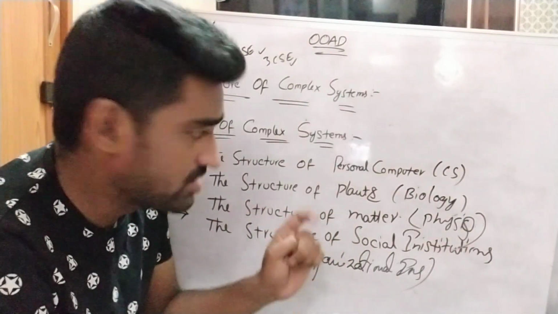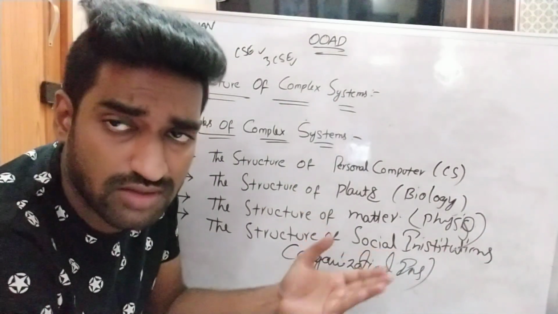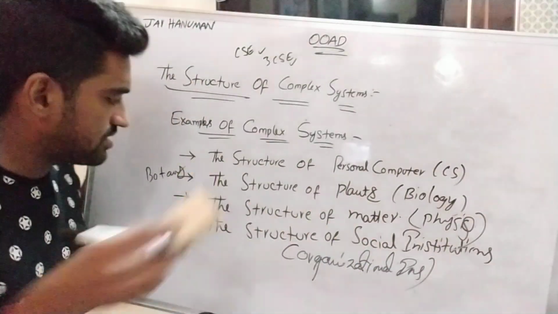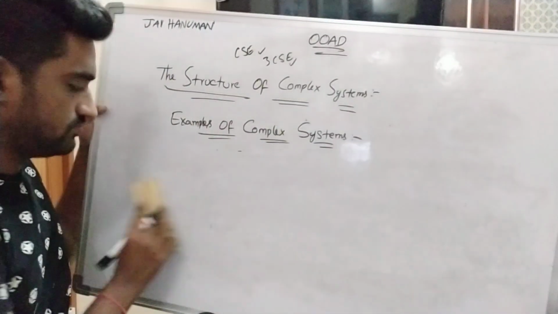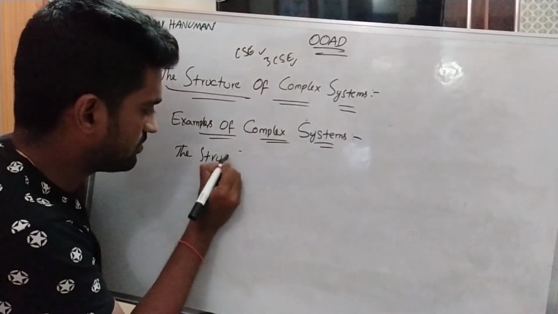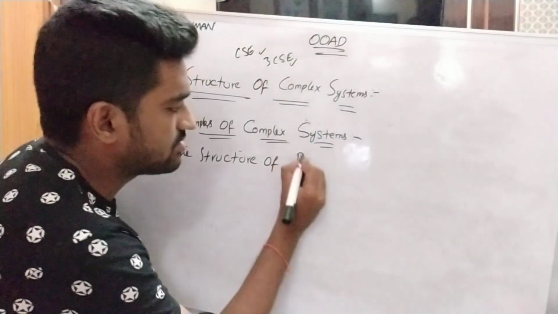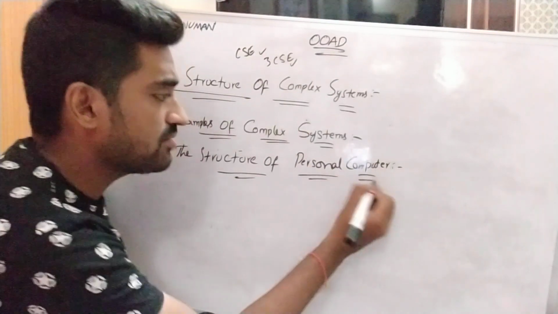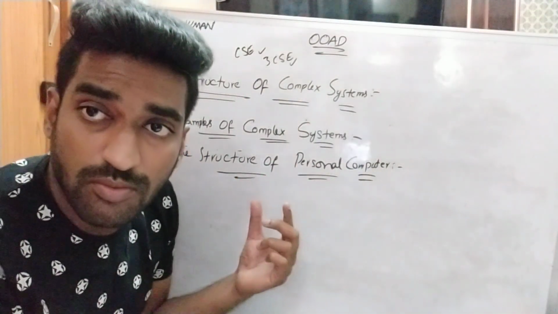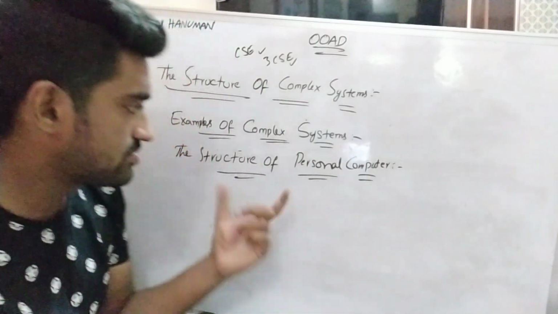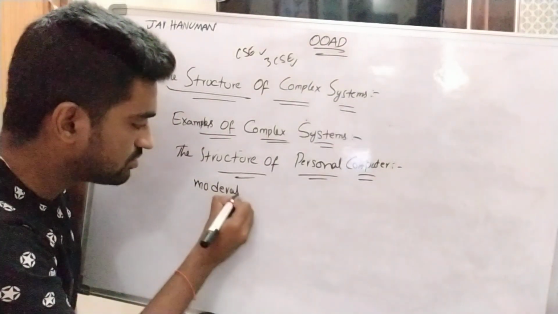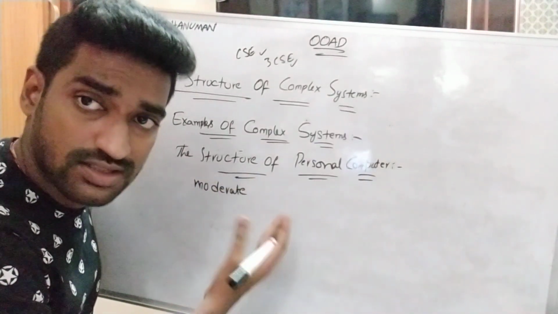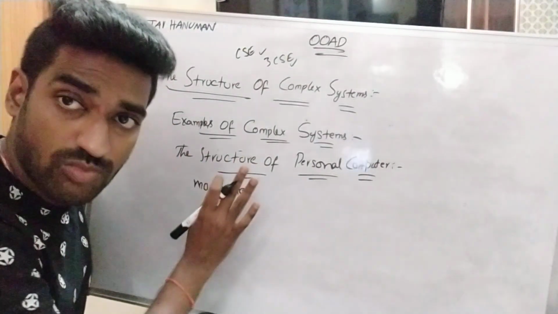So here we are discussing one by one. Right? So what is the first example? The structure of personal computer. So we know very well about the basic structure of a computer. It contains different elements. Right? So we are discussing the first example, the structure of personal computer. So this structure can be considered as a moderate complex system structure, right? So this is the best example for moderate. Not a large number of objects, not limited objects, but moderate objects as well as moderate components and moderate relationships are there. So that's why this example can be considered as a moderate complex system structure.